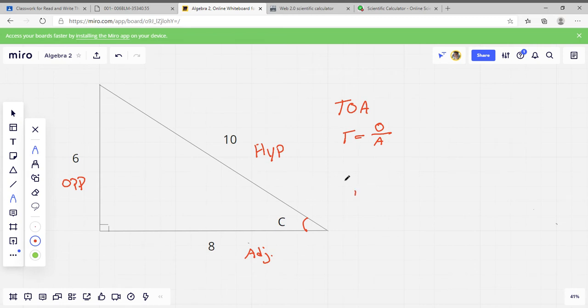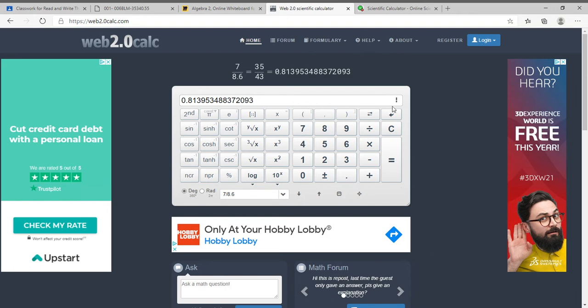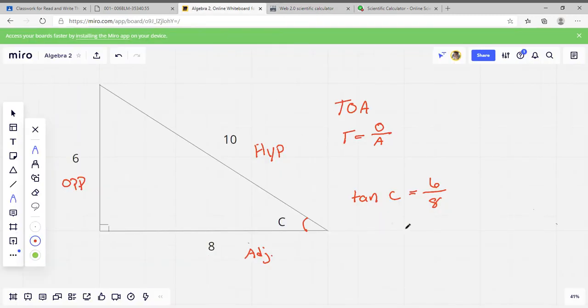So if we're finding the tan of C, it's going to be equal to the opposite, which is 6, over the adjacent, which was 8. And we just calculate that out. 6 divided by 8, and we get 0.75. So those are pretty easy so far.